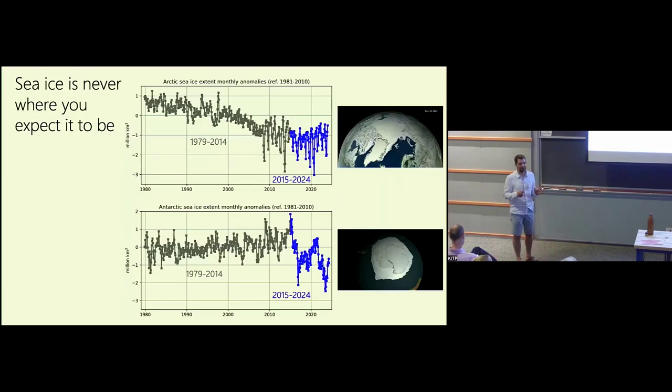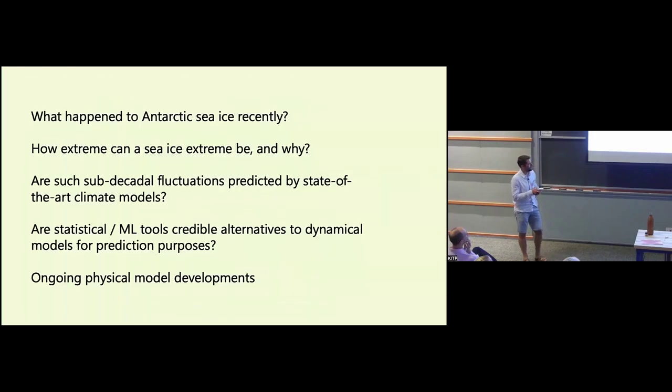We were convinced the story was all written, that we had an expansion of Antarctic sea ice and a decline in Arctic sea ice. But the recent years have really told us that there are many more things to understand. So the plan for today is to try to browse you through many questions that we are trying to answer in our group, mostly related to sea ice variability at the subdecadal time scale.